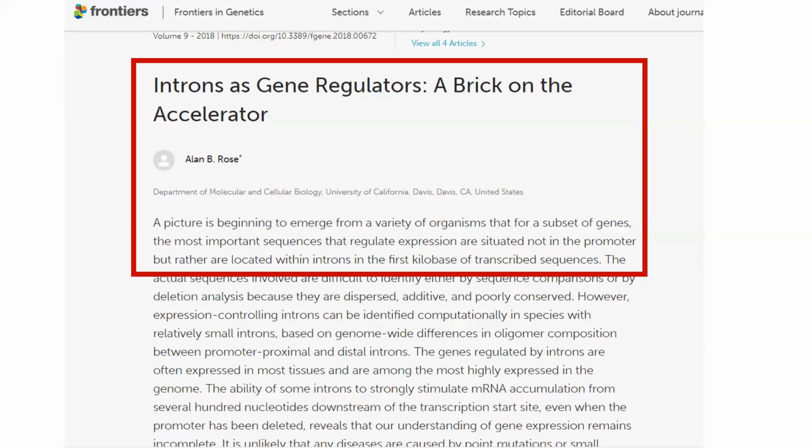And indeed, there are papers talking about this and specifically saying that for a subset of genes, the beginning of it, the early introns, are really important for gene expression. And so it's a possible explanation for why this has this effect.